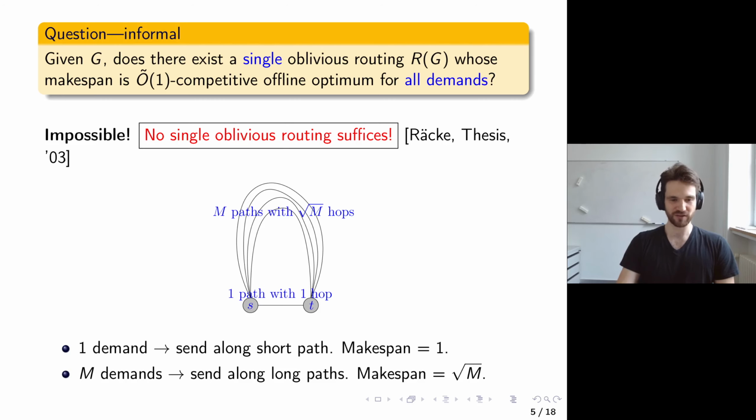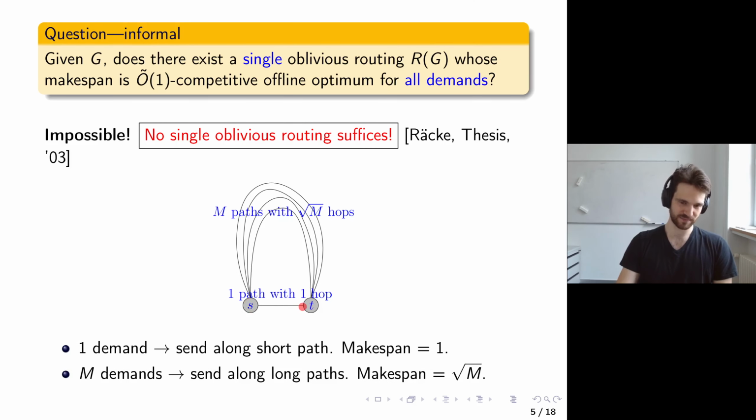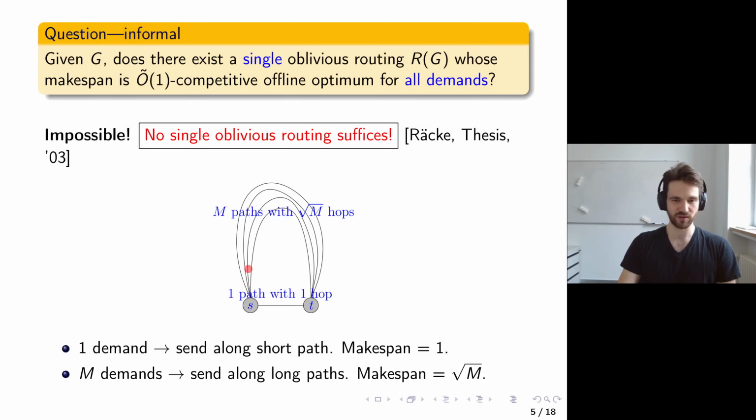So now, why does no oblivious routing exist? Well, if there is only one driver, one demand, what do you do? You just send it from S to T, obviously, along the short path, and you get a makespan of 1. It just needs one step. On the other hand, if there are M drivers, then you need to send them along the long paths. Since there are M paths, each driver goes along its own one, and all of them finish in square root of M hops.